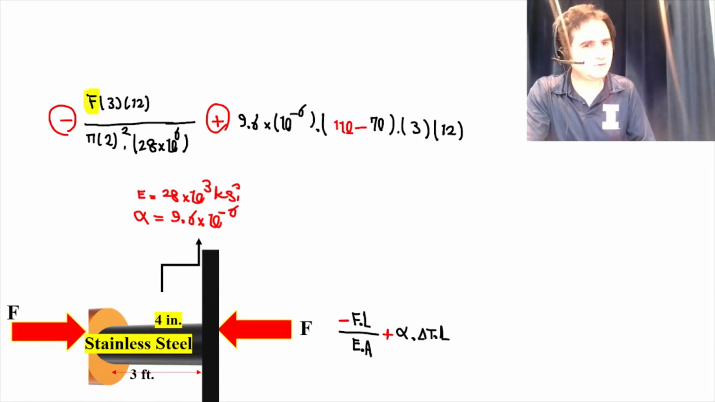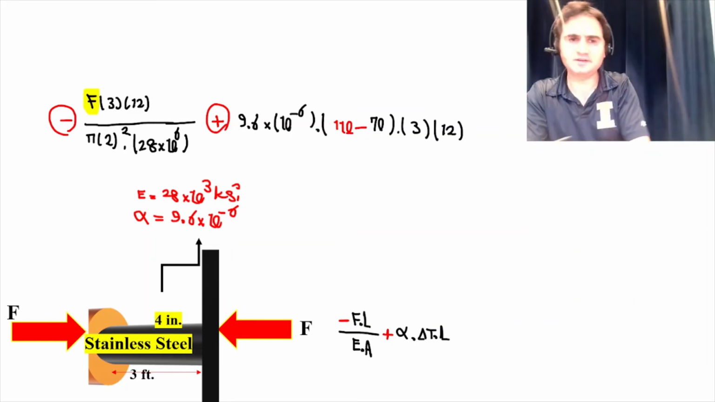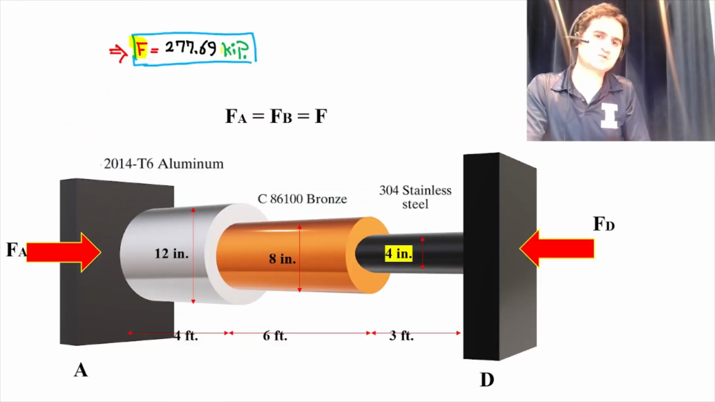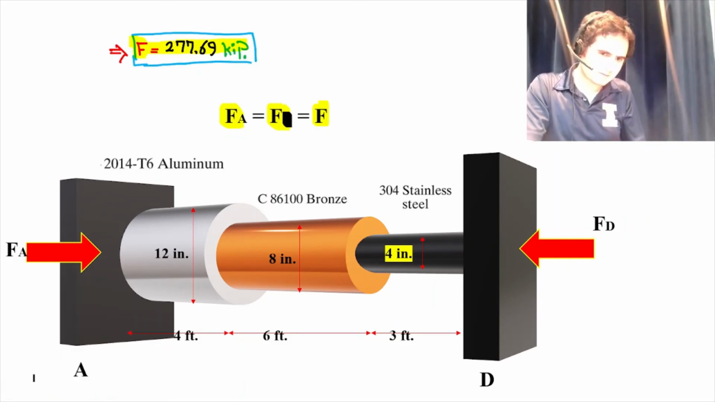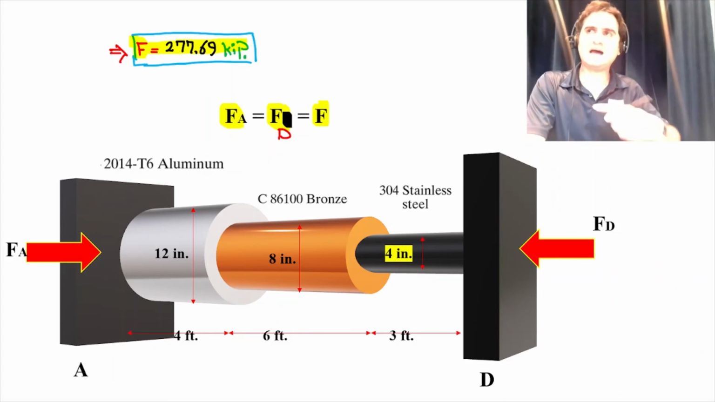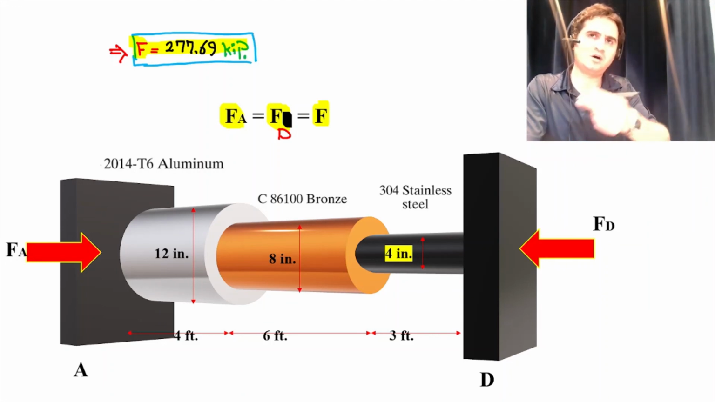If you look at this equation, the only unknown is F. If you add these three together for aluminum, bronze, and stainless steel, and you solve for F, it gives you a force of 277.69 kilopounds, and that F stands for Fa, Fb, and Fd. B is somewhere in the middle. Fa equals Fd, and that is equal to the force of 277.69 kilopounds.